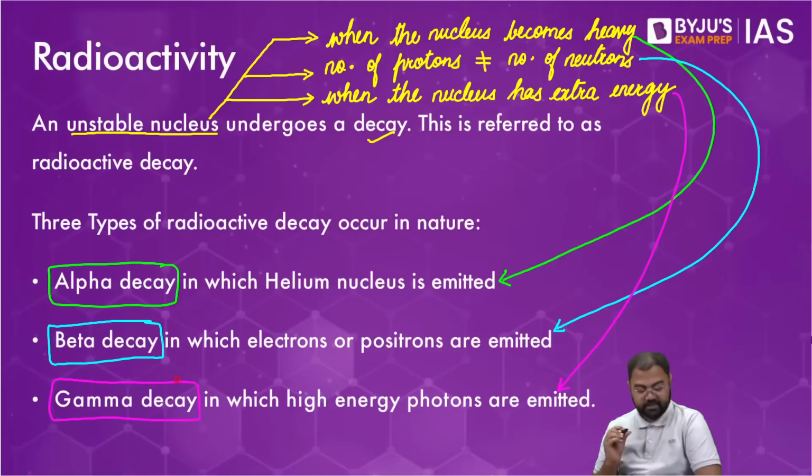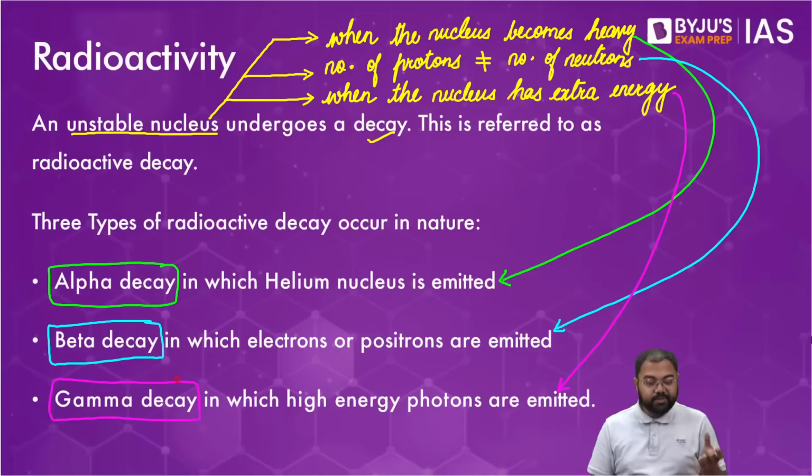This is called gamma decay. So in this manner, there are these three ways in which radioactivity can happen. Radioactivity is nothing but an unstable nucleus losing some energy or losing some particles. That is called radioactivity. So: alpha, beta and gamma decay.